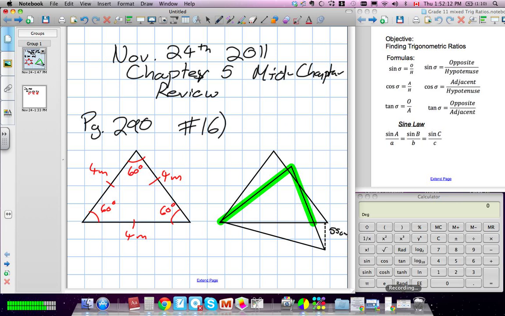Now, I already know one of the exposed angles. What is the exposed angle up here going to be? We know that's 60 degrees. And we know what this exposed side is going to be. Does anyone know? 4. Okay?